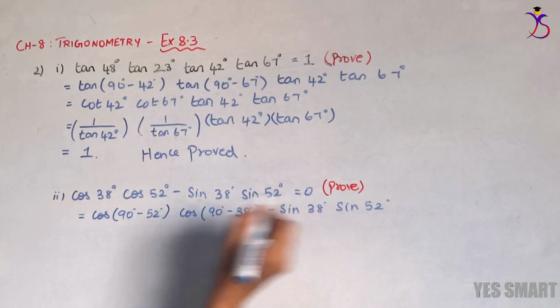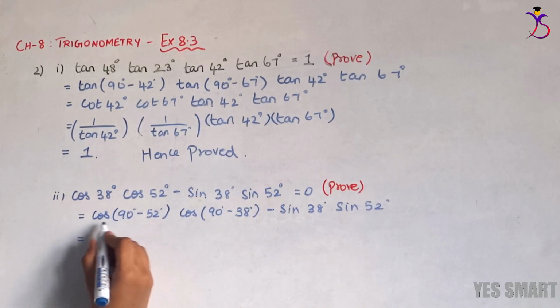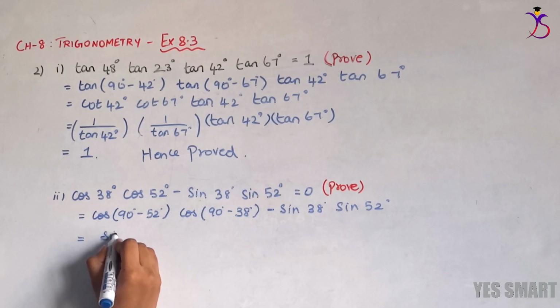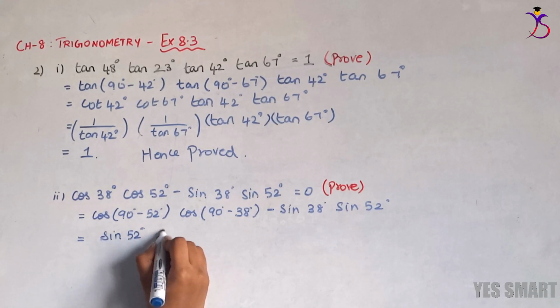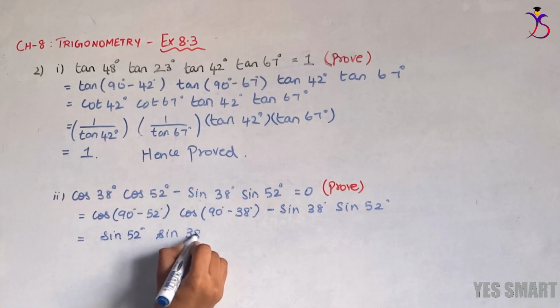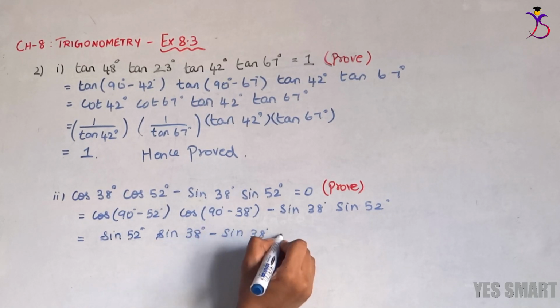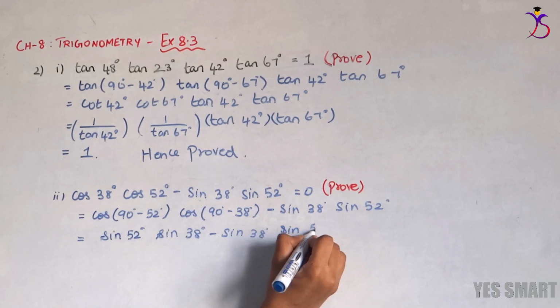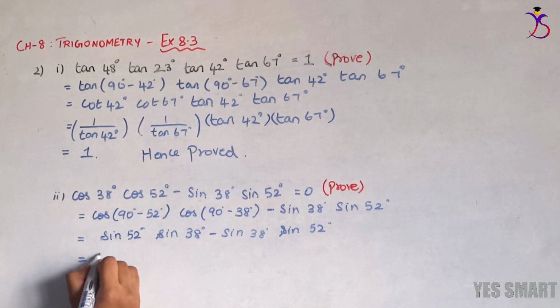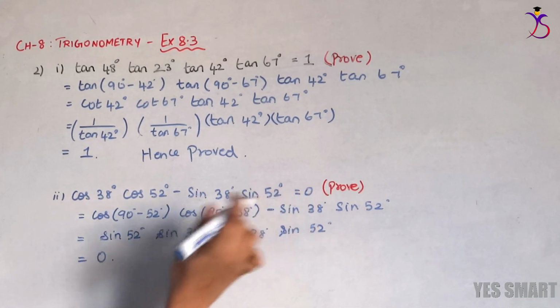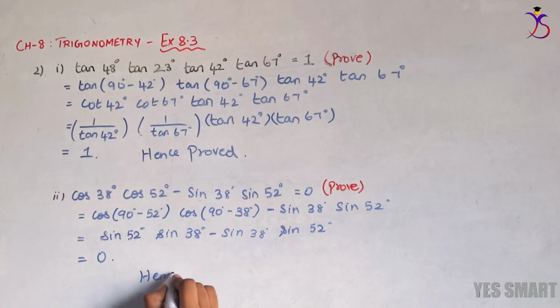As we know that cos 90 minus theta is sin theta, cos (90 minus 52) becomes sin 52. Similarly, cos (90 minus 38) becomes sin 38, minus sin 38 sin 52. So I have the same positive and negative term. When I do the subtraction, it becomes 0. Hence proved.